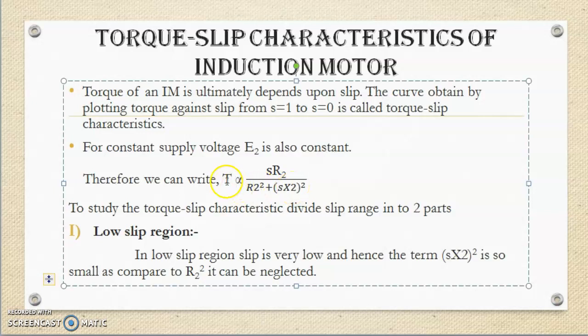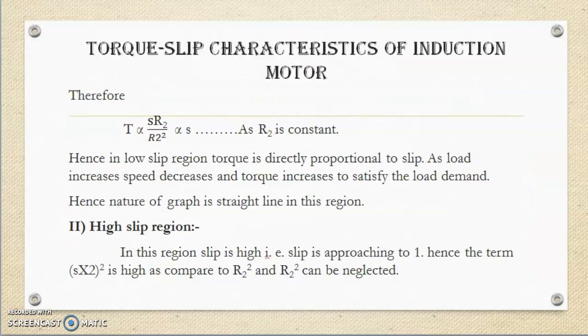So the torque equation will become T is directly proportional to SR2 divided by R2 square, like this. So here R2 cancels, so you will get torque T is directly proportional to S by R2. As R2 is a constant, we will get T is directly proportional to slip. So in a low slip region, the torque is directly proportional to slip.